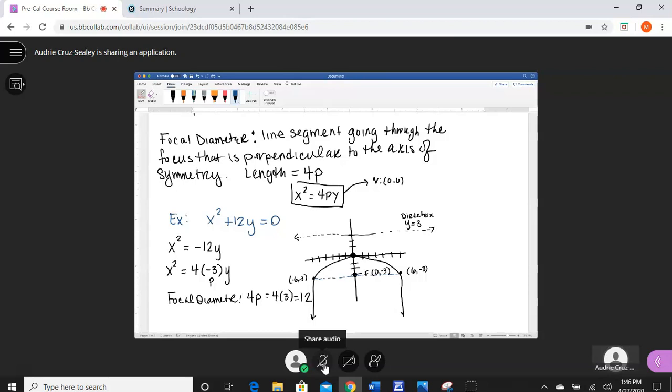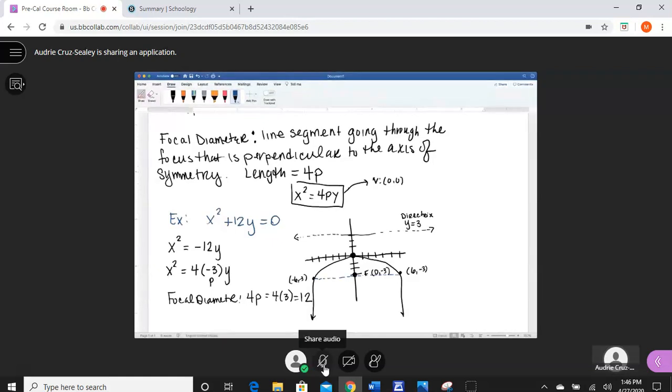Honestly, I don't know. I should have looked at your homework. I don't know if it asks you for the length, so then you just say 12, or if it asks you for the points on the focal diameter, because then you would put negative 6, negative 3, and then 6, negative 3. I don't know how they ask it, so just answer the question that's being asked. If it asks you how long it is, 12. If it asks you for the points, then you put the points. Is everybody okay with how we came up with this parabola? Okay, next page.